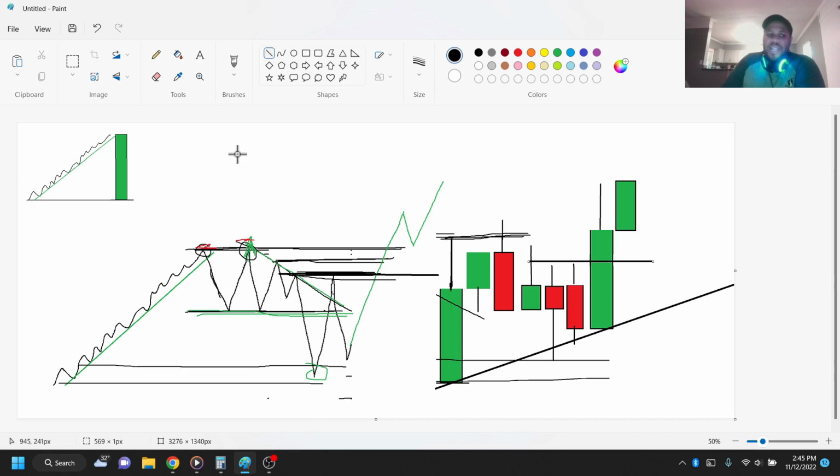Because we've already tested the resolve of the people with the most conviction. We've tested the people that started the move, okay? And we've tested them twice, okay? We tested them here, and then we came back and tried to test them again, and they were like, dude, I'm serious. It's going up, okay? Does that make sense?